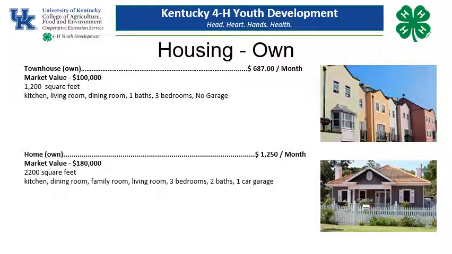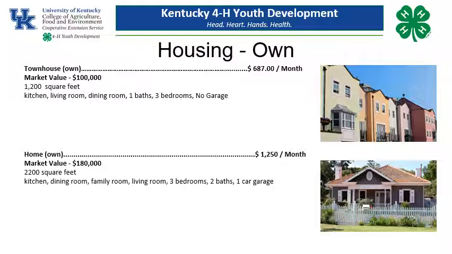Welcome back. Now we're going to talk about your housing. You have to provide shelter for you, your spouse, and your children. The first slide considers what you might own and what you have purchased. The first option is a townhouse, which has only 1,200 square feet. It has 1 bathroom, 3 bedrooms, and no garage.